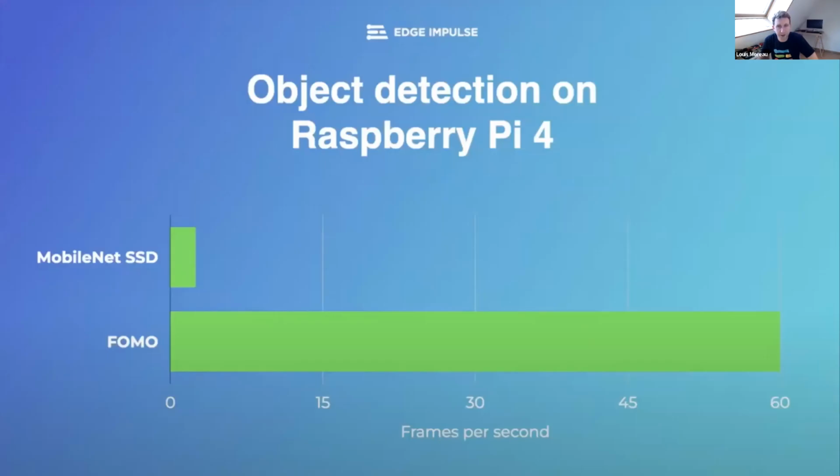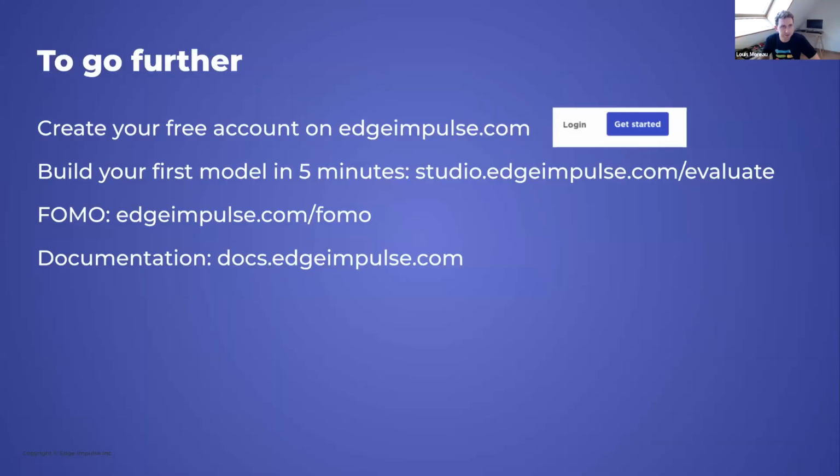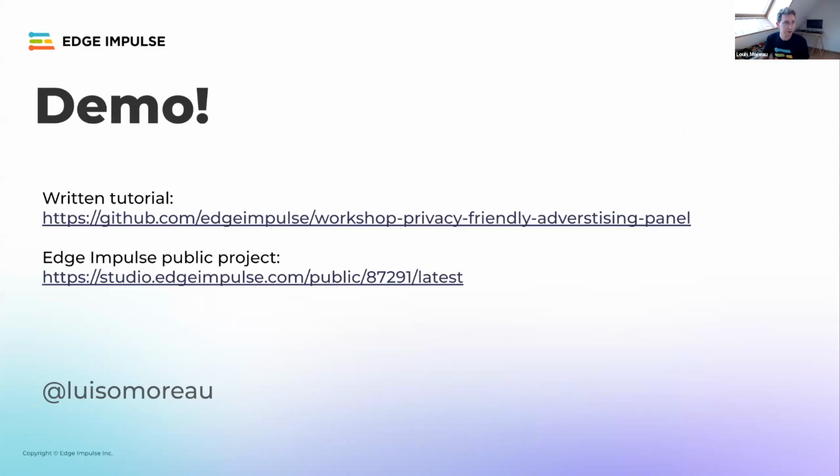This is just an example on the Raspberry Pi. That's basically it. So if you want to learn more about FOMO, feel free to go on edgeimpulse.com/FOMO, and then I will go directly to the demo, because that's the thing that is going to interest us.